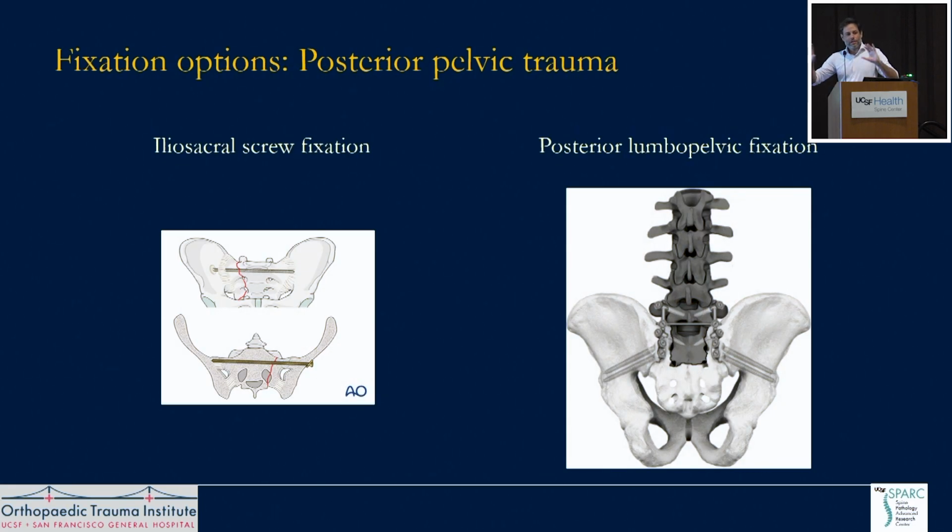In general, our fixation options fall under one of these two categories. In his talk yesterday, AJ discussed the pros and cons of these. Iliosacral screws are still the mainstay of treatment for the majority of these injuries. It can be done percutaneously. You can see that because of the orientation of the screws, you can generate compression across those vertical fracture lines. And then we have our lumbopelvic fixation, which we'll talk about.